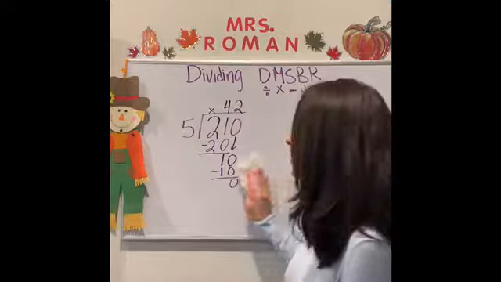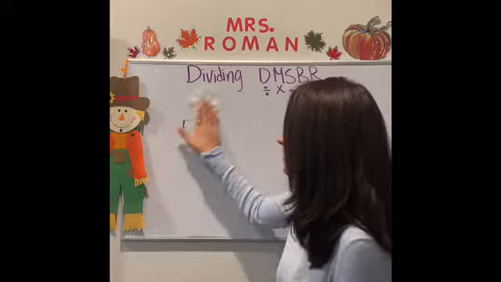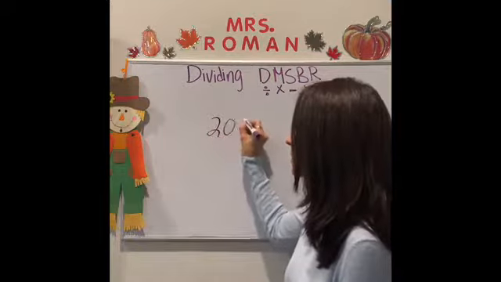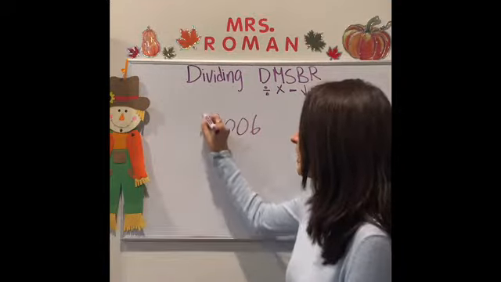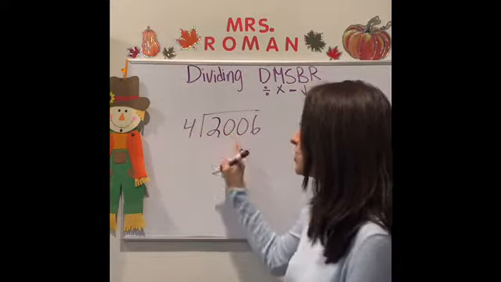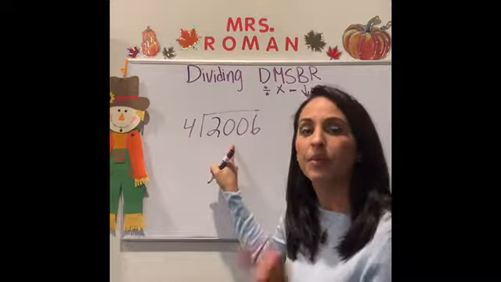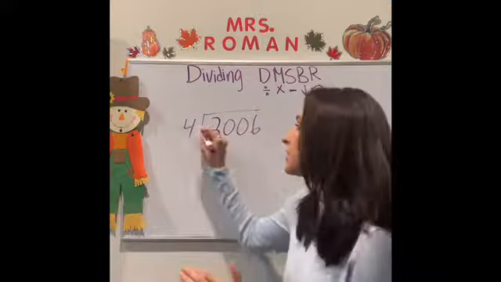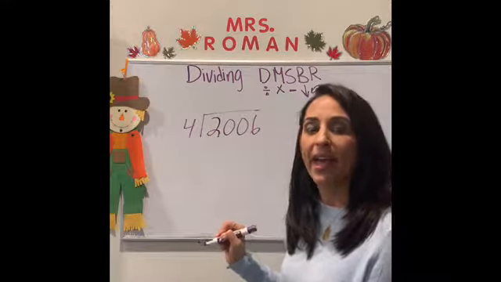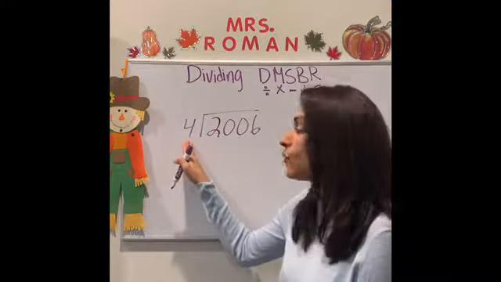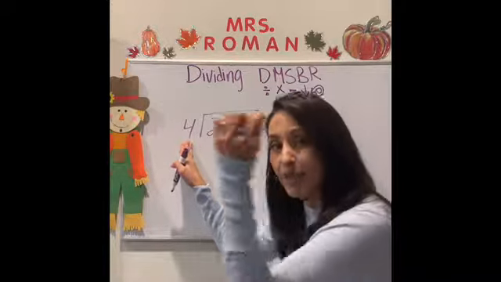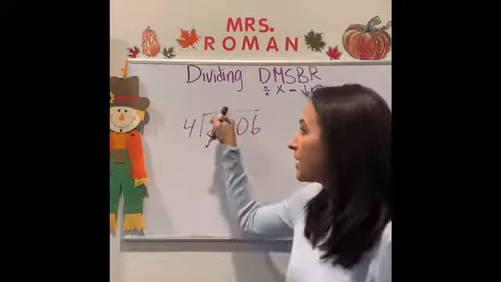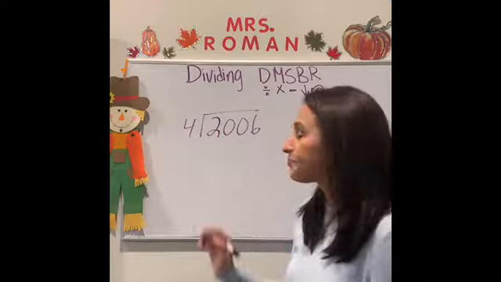More complicated problem. 2006 divided by 4. 2006 is my dividend. Remember, you hear the word den in dividend. So it's kind of like a living room inside of a little house. All right. And we have 4 as our divisor. He's wearing a visor outside of the house. That's why remember it's divisor. And we're going to get a quotient as our final answer.